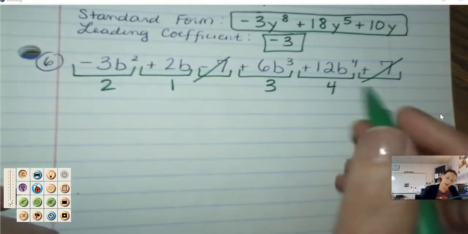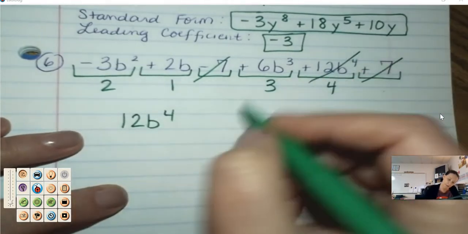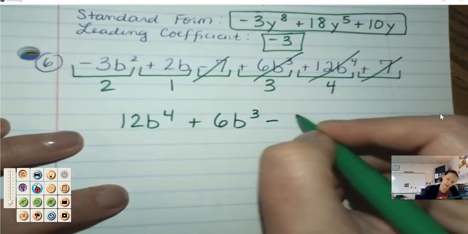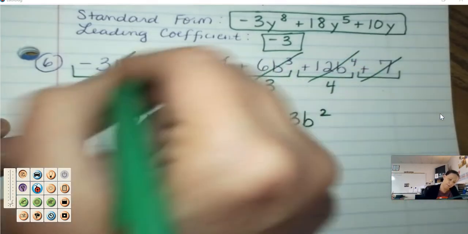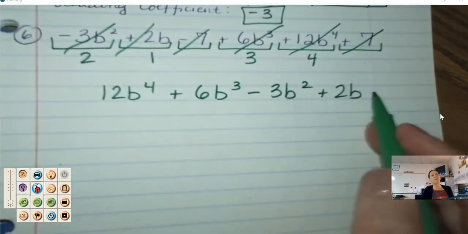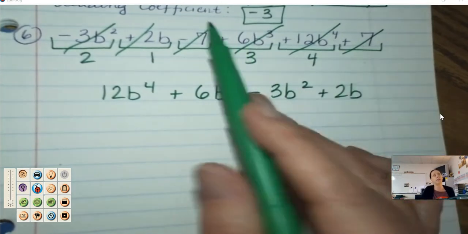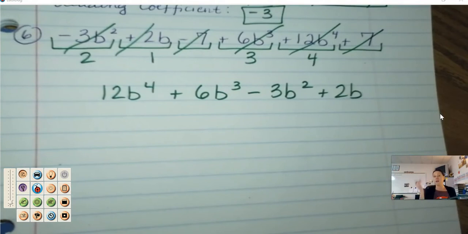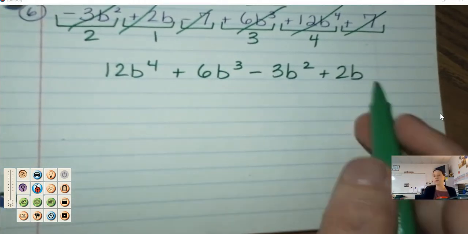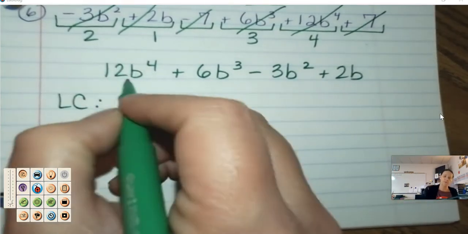Okay, standard form here is 12b to the 4th power plus 6b cubed minus 3b squared plus 2b. And then if you wanted to have the plus 7 minus 7 at the end, I'm okay if it's there. I would just simplify it. Minus 7 and plus 7 makes 0, so I'd just take it off. HMH, I don't know how they're going to grade that. I would assume they probably want it completely off, though, for HMH. The leading coefficient is 12.